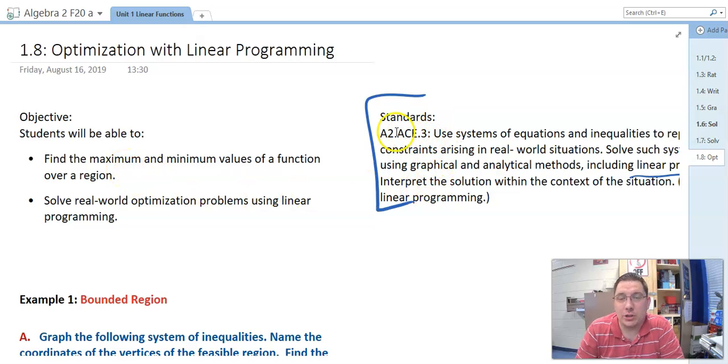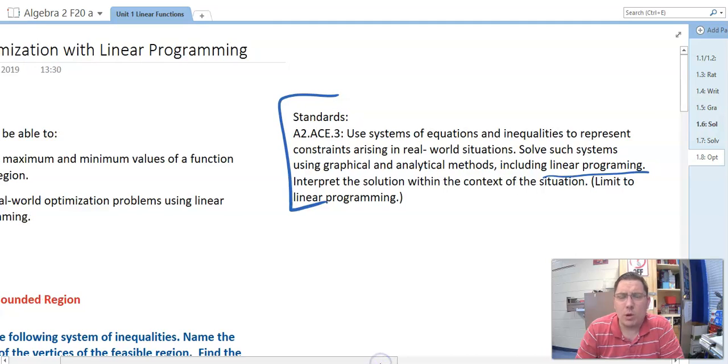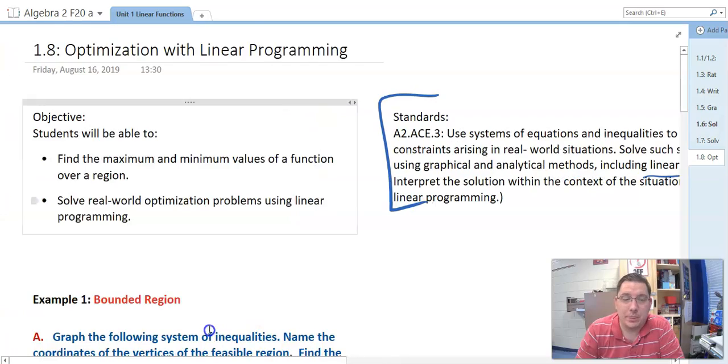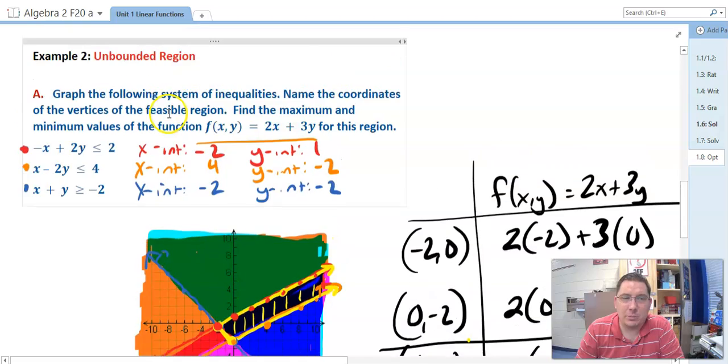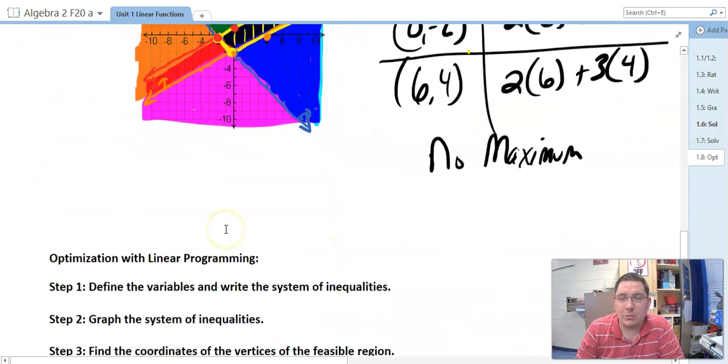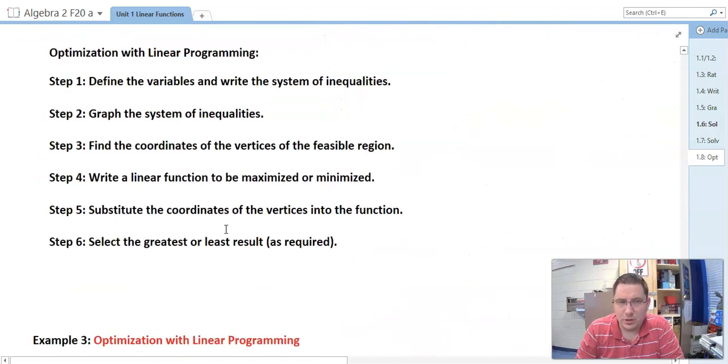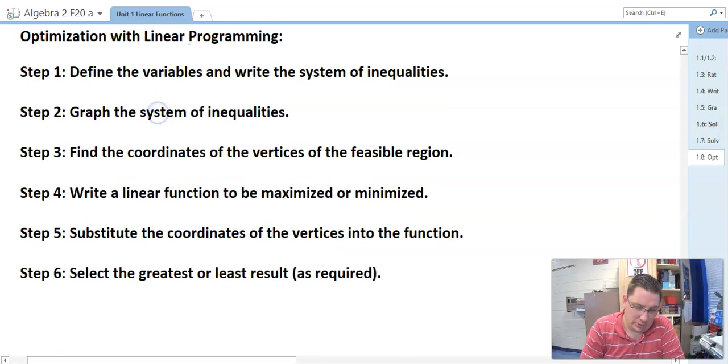And so the standard we're looking at as we close this out, ACE.3, being able to use those systems of inequalities to represent constraints in a real-world situation and solve such systems using graphical and analytical methods, including linear programming and interpreting those solutions within the context of the situation. So we previously talked about bounded regions, and we previously talked about unbounded regions, and now we're going to apply those to dealing with linear programming.